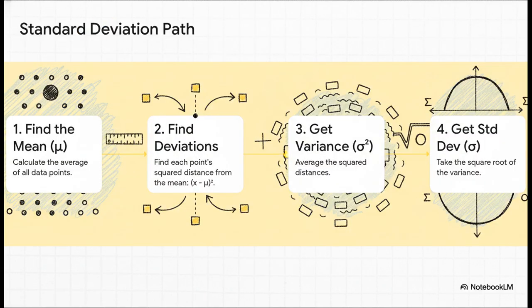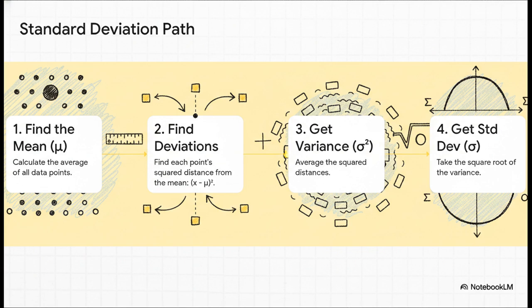And to answer that question, we bring out the big gun, the standard deviation. Now, I know, it sounds super complicated and scary, but I promise the idea behind it is actually pretty straightforward. Here's how it works. First, you find the mean, just like we did before. Then, for every single number, you figure out how far away it is from that mean.